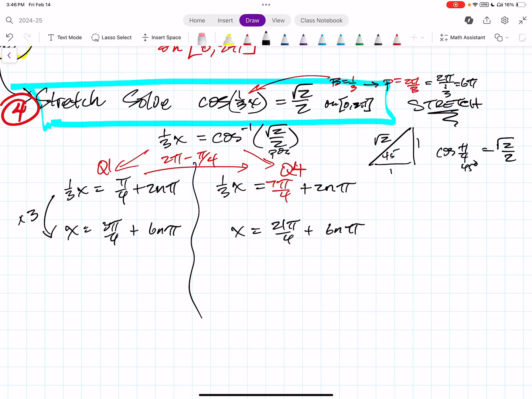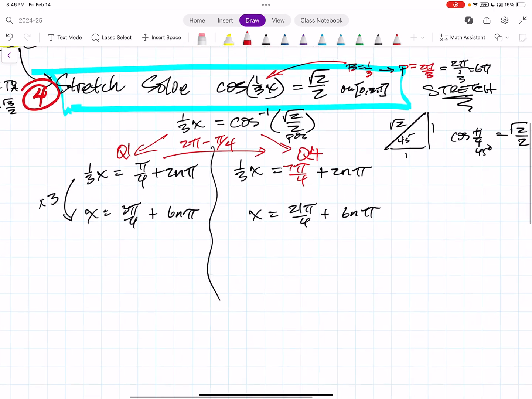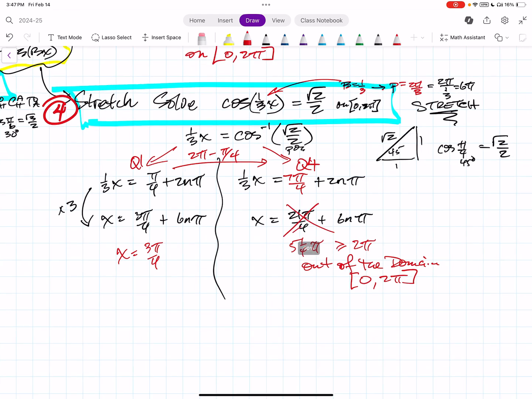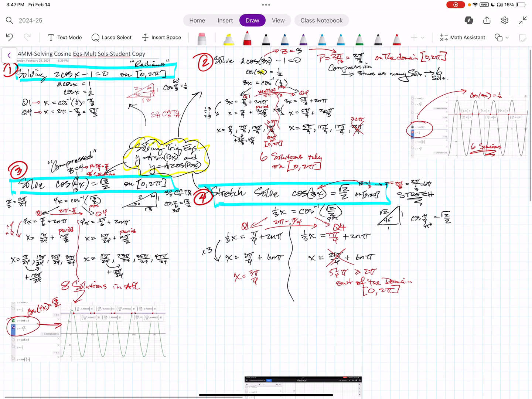So now you got to think, what were all the solutions? We have one solution here, 3/4 pi. And then here, 4 divides into 21, 5, remainder 1, so 5 and 1/4 pi. This is greater than 2 pi, so it's out of the domain. What is the domain? It's from 0 to 2 pi. So we're not going to consider this a solution. And that's all there is to it.